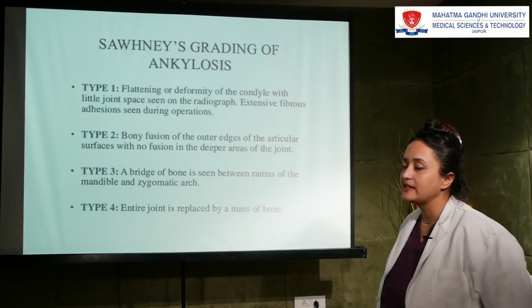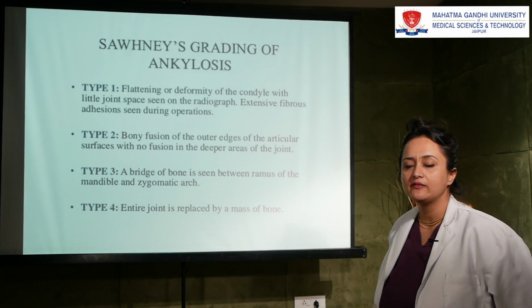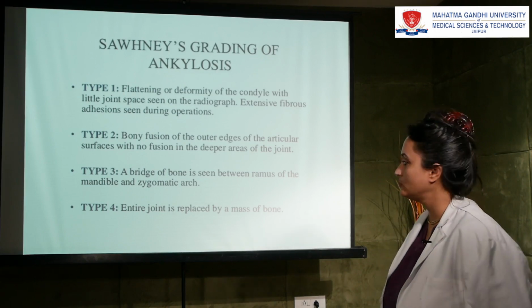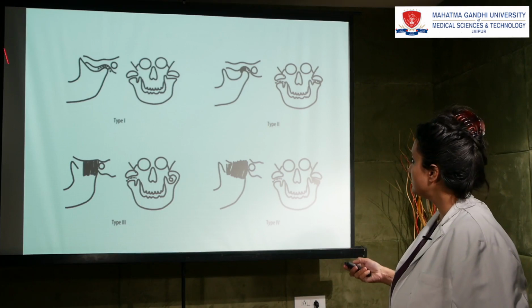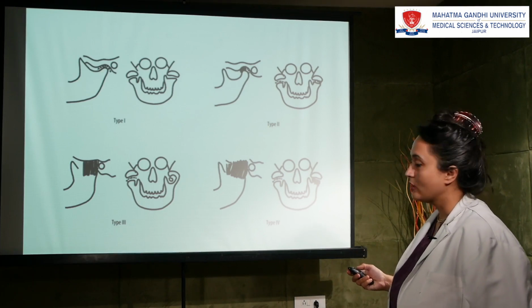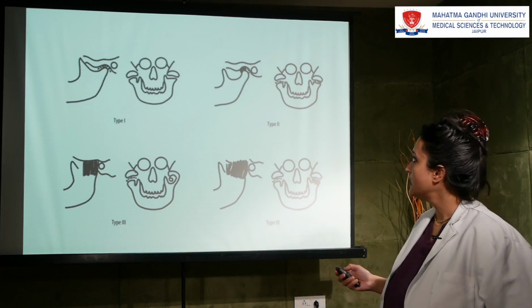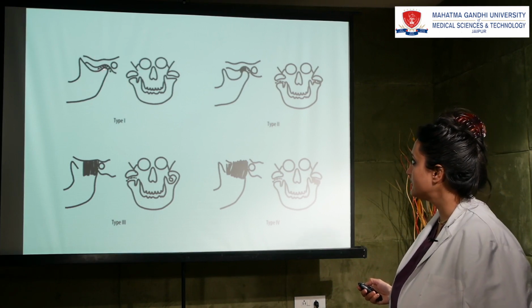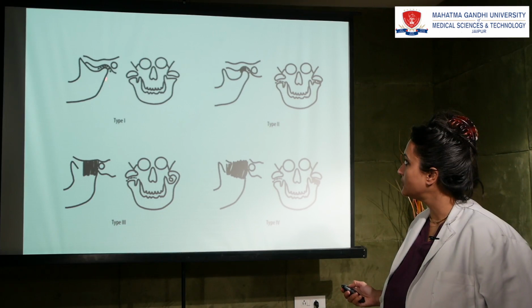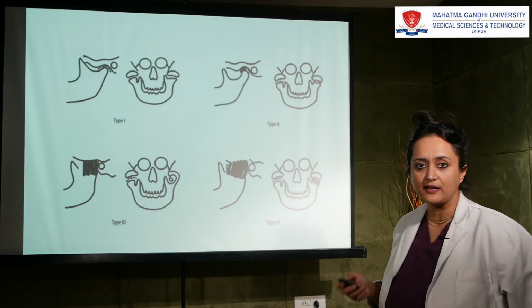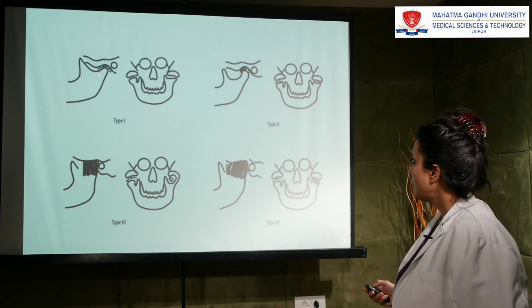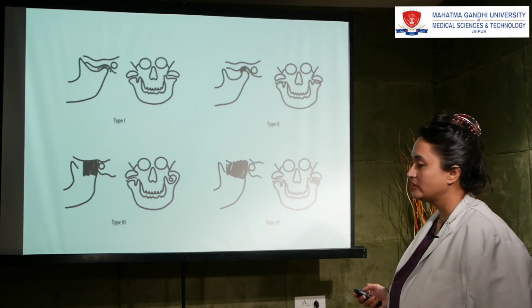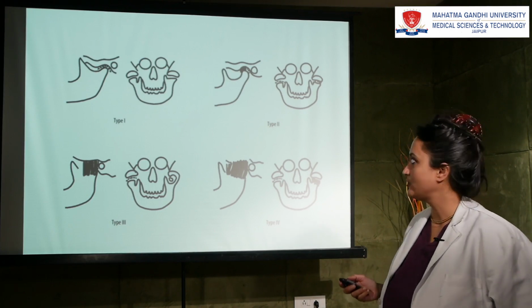This is the Sawhney's grading of ankylosis. He divided it into 4 types: type 1, type 2, type 3 and type 4. This is type 1 ankylosis. Now radiologically if we see, then we will be able to see reduced joint space. There will be deformity of the condyle, or there can also be flattening of the condyle, and during the operation there will be a lot of fibrous adhesions.